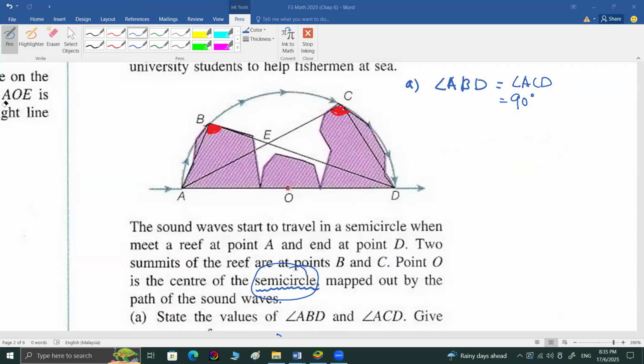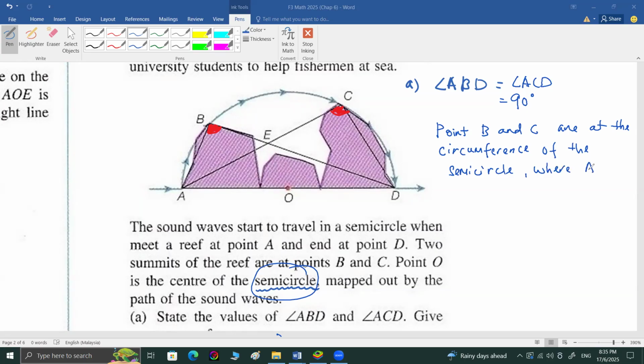Okay, copy this, then you explain. You say that point B and C are at the circumference of the semicircle where AOD is a diameter. They are very important for you to explain the diameter.